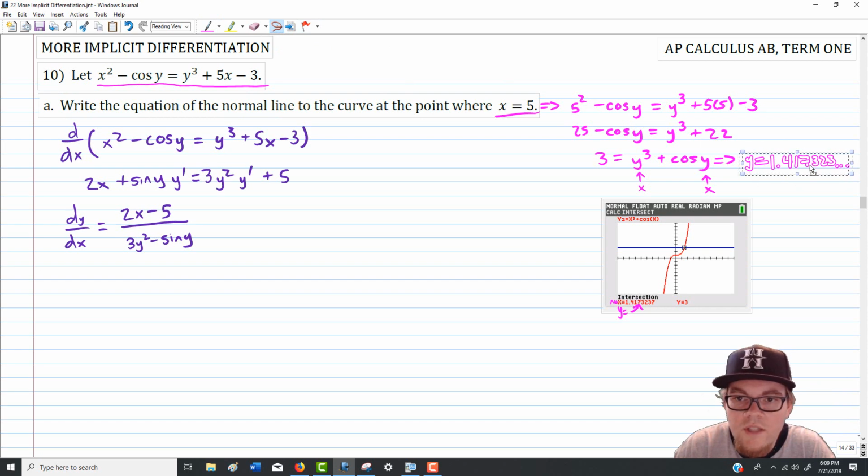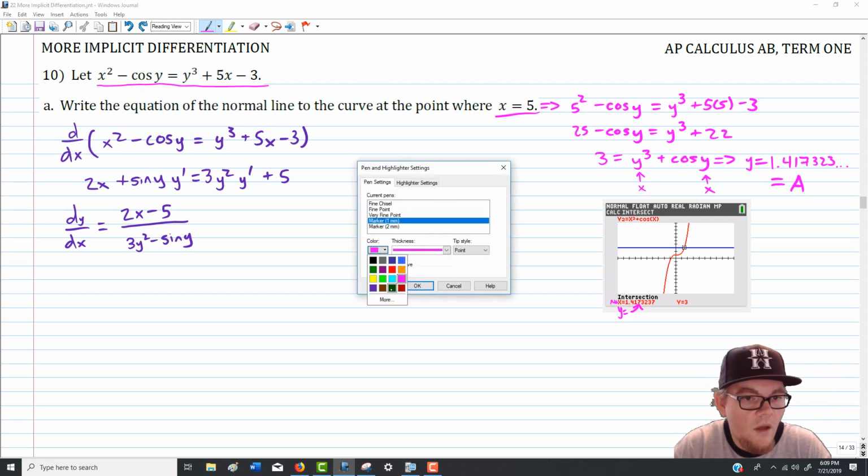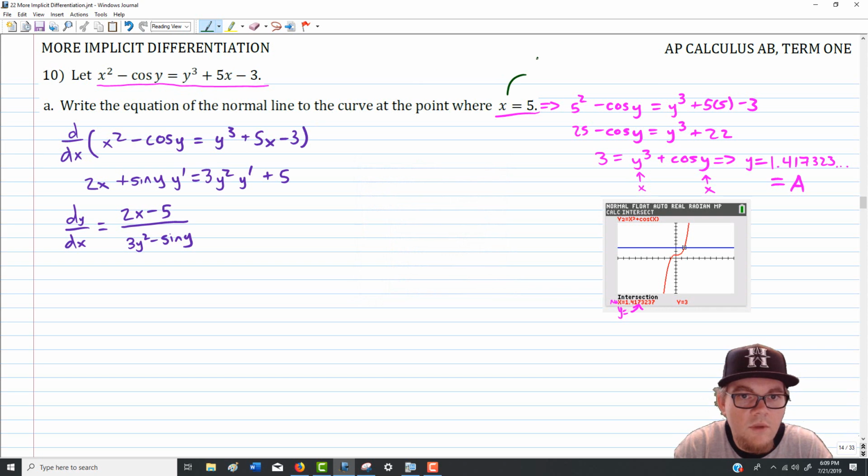Just to give us a little bit more room, we've just found that this is going to be equal to A. There's no room to write it, oh well, just deal with it. I'm going to call it A from now on, so that we don't have to keep dealing with this work. So that means our ordered pair in question, now that we have it defined as A, is really 5, comma A, knowing that A represents 1.417323, etc.